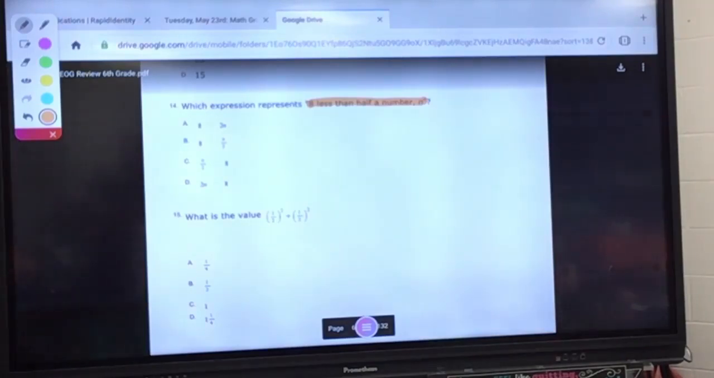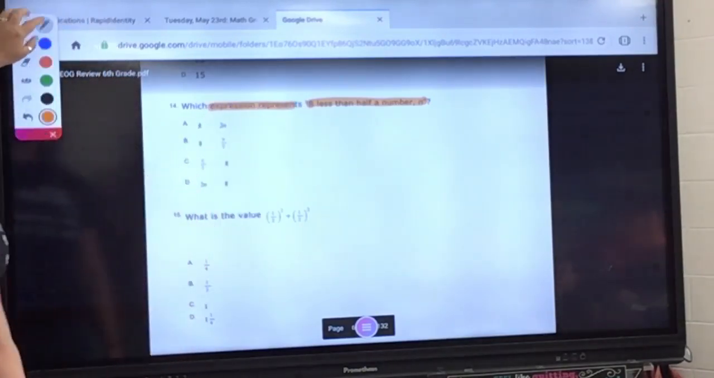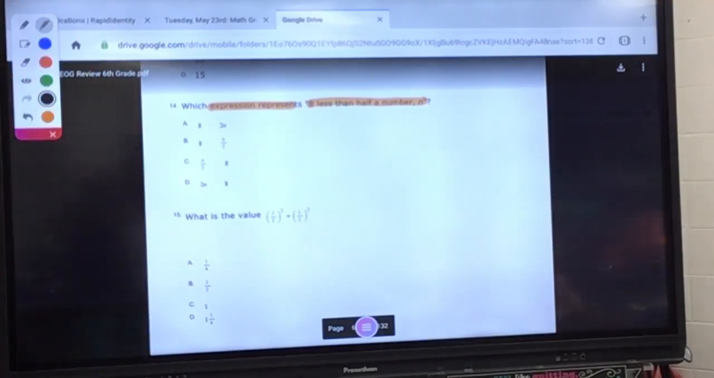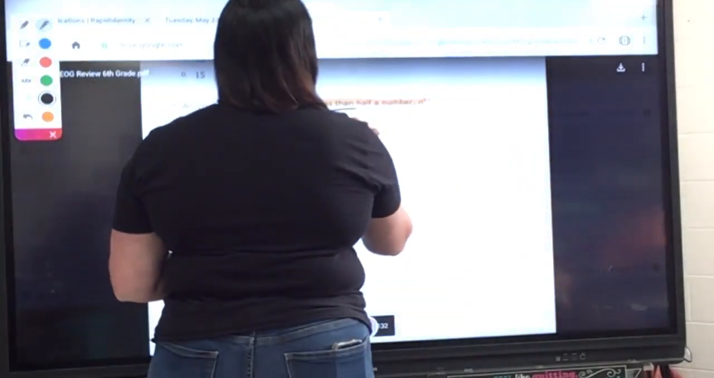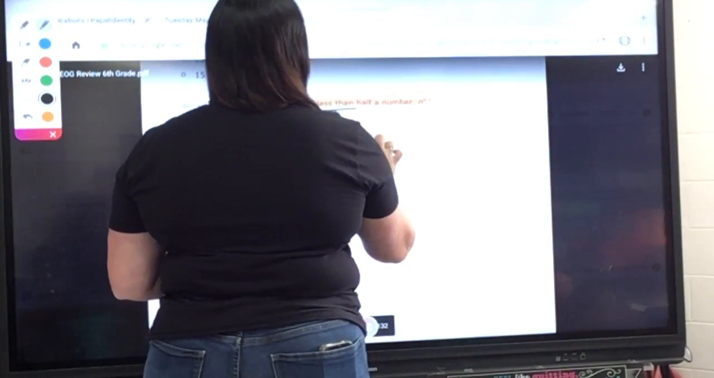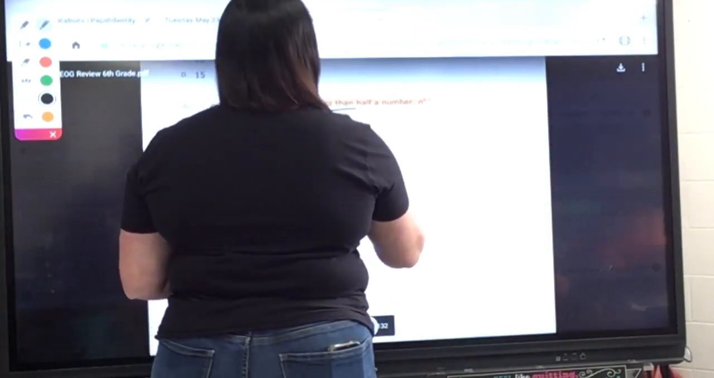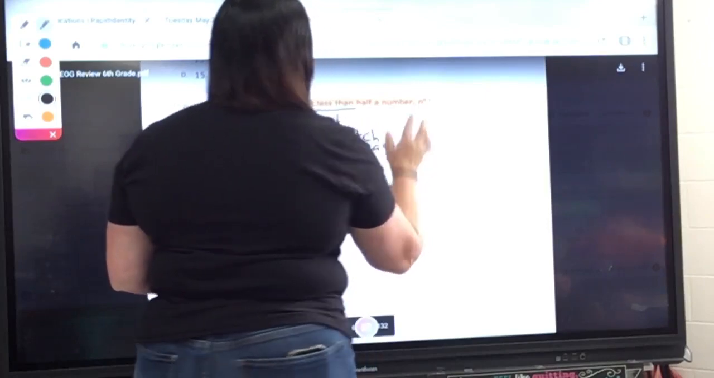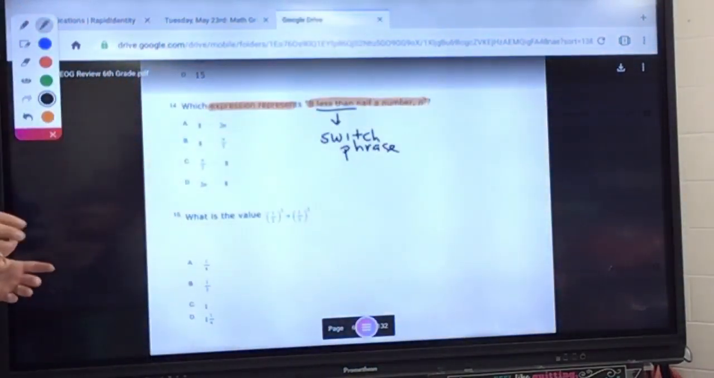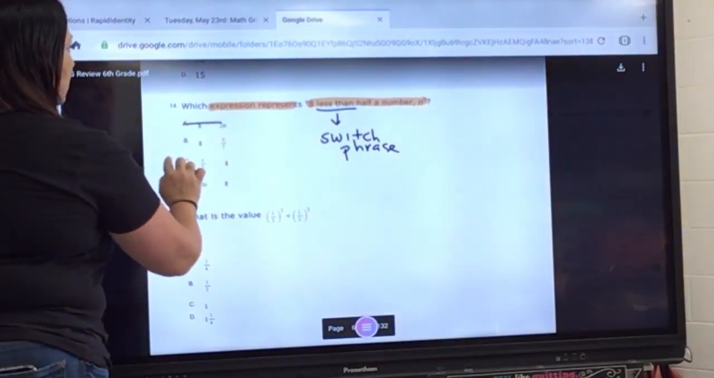What's important? All right, what is special about this question? What does it have in the 8 less than half a number n? Noah. It's got this switch phrase, which tells me what? So when I write it, is the 8 going first or going second? Okay, so I'm going to get rid of anything that has the 8 first.